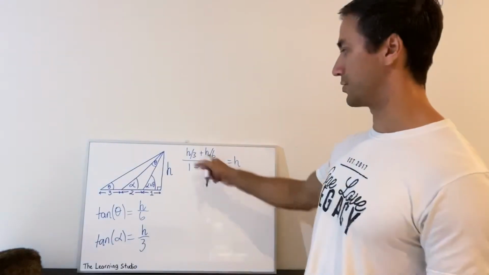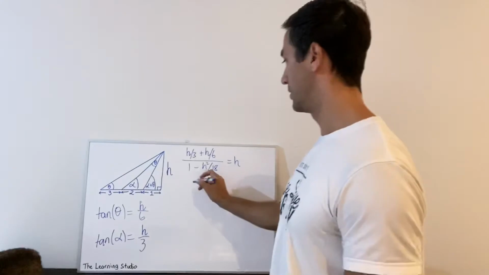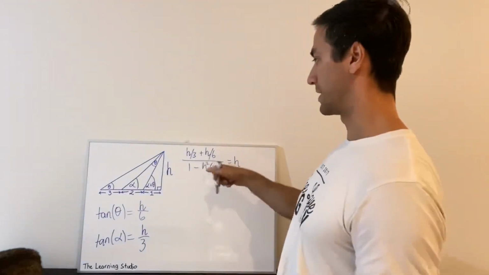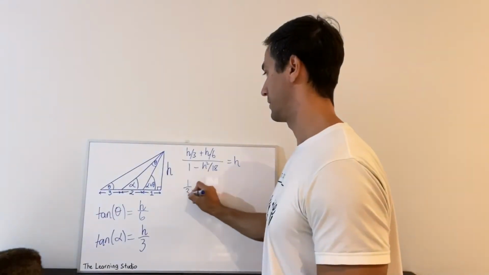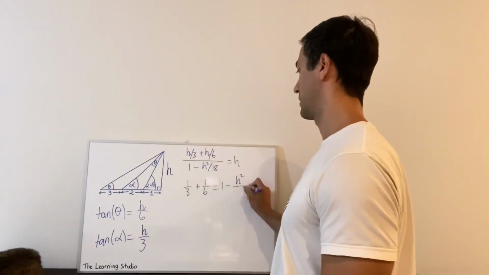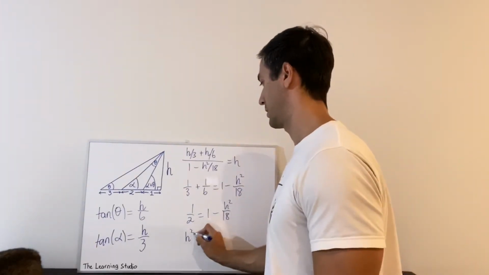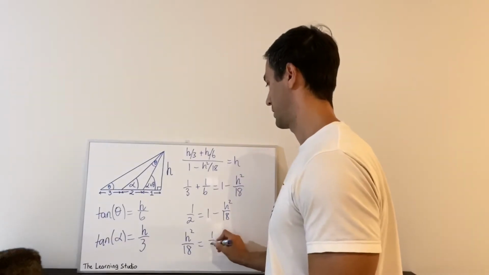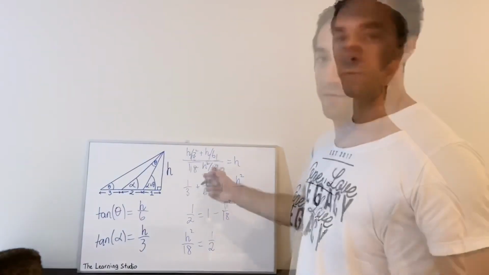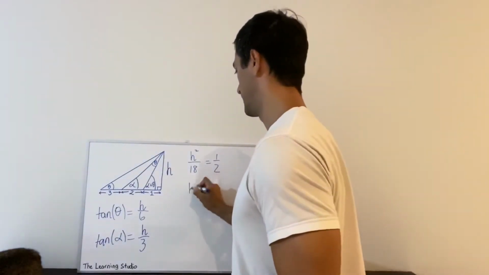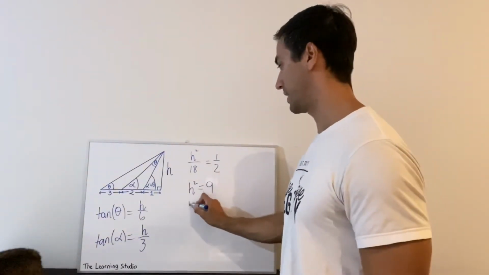Okay, and so now what we can do is first of all cancel the h's up the top, we know they're not 0, and then we can multiply this up to the other side, right? So when we cancel the h here, we get 1. When we rearrange, we end up with h squared on 18 equals a half, and we can multiply through by 18 to get that h squared must be equal to 9, and so h has to be equal to 3.